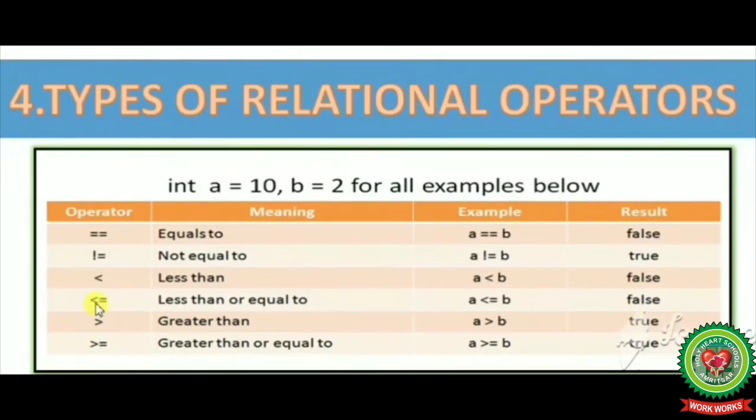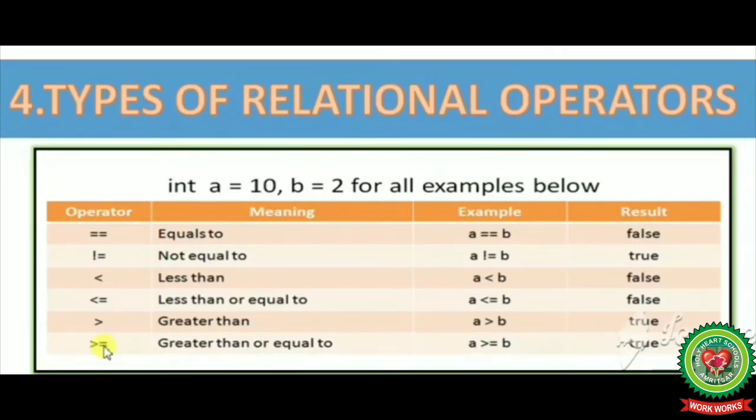Number 4, less than or equal to, means the value of a is either less than or equal to b. So a is not less than b and a is not equal to b. So the answer is false. Number 5, greater than. Now yes, a is greater than b. So we will get the answer true.